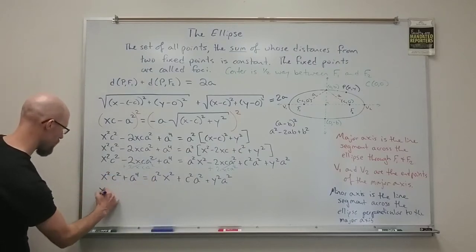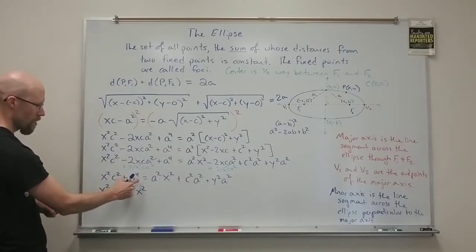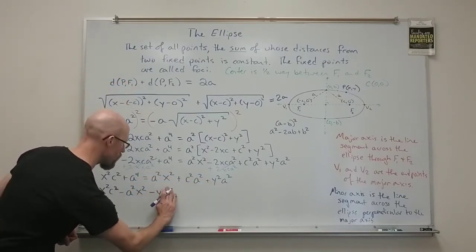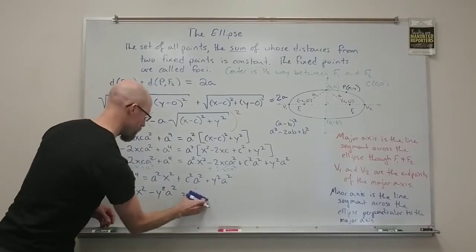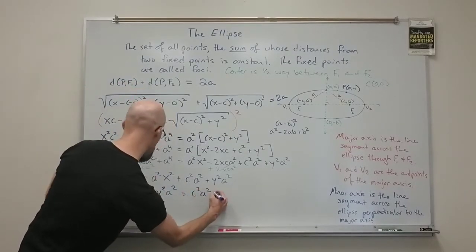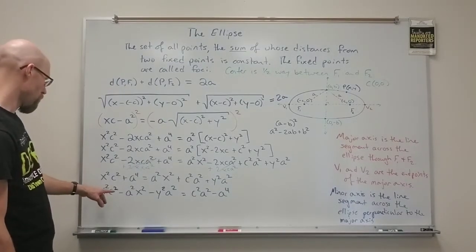So I'm going to get x squared c squared minus a squared x squared, right? I'm going to also subtract this one over, so minus y squared a squared. Then I'm going to move this one to the other side, so it equals c squared a squared minus a to the fourth. That looks good, okay? Then I'm going to do some factoring.